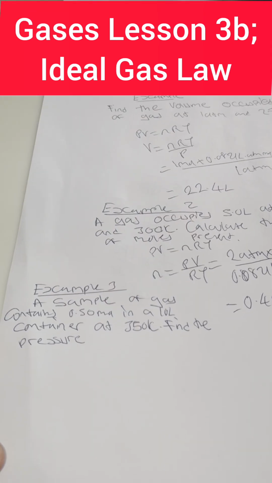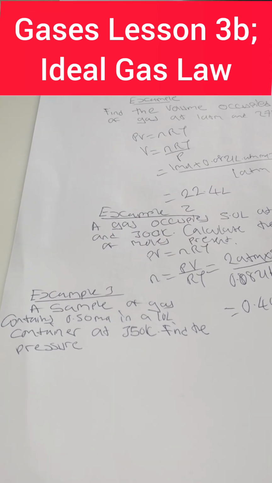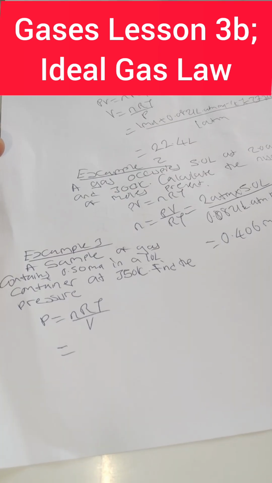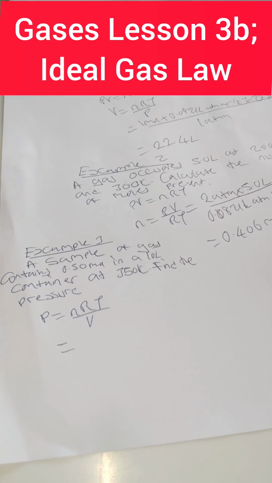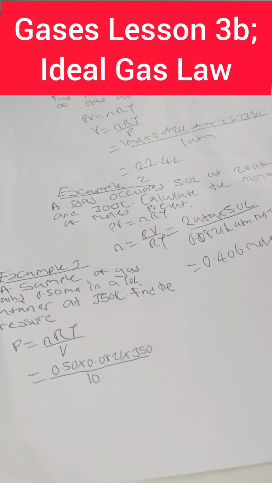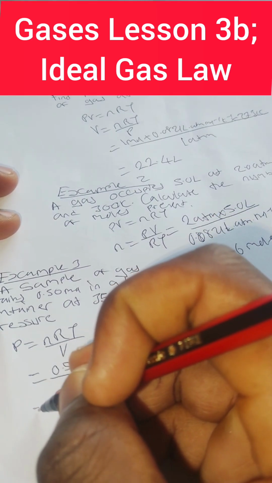For example 3, a sample of gas contains 0.5 moles in a 10-liter container at 350 K. Find the pressure. Here we are going to use the same formula, we just make P the subject of the formula. Then we replace the values. n is 0.5, the gas constant is 0.0821, and the temperature is 350. When we punch the calculator, we find that the answer for pressure is 1.44 atm.